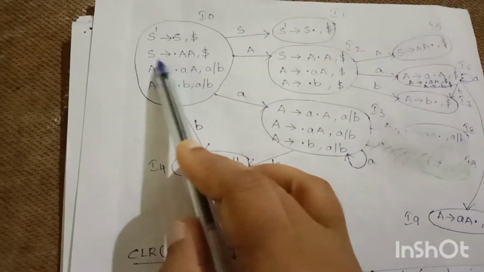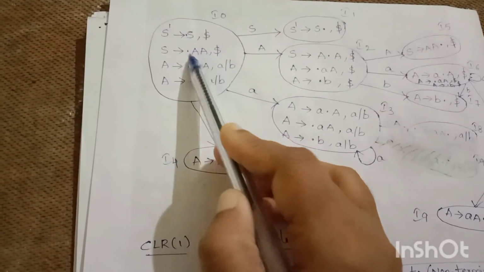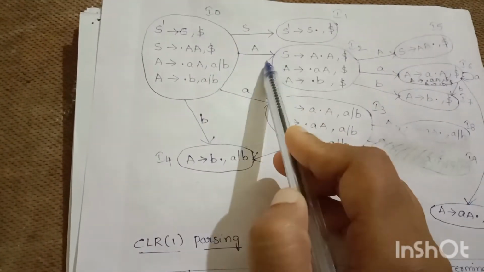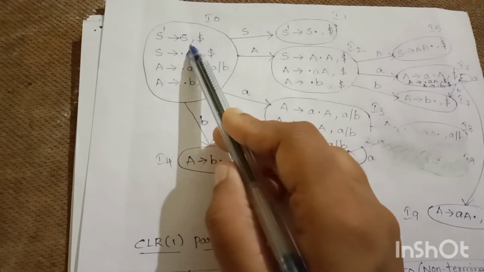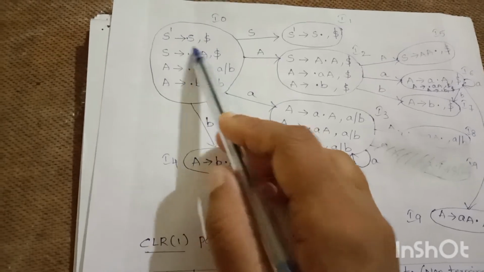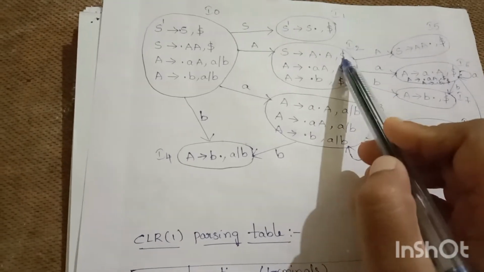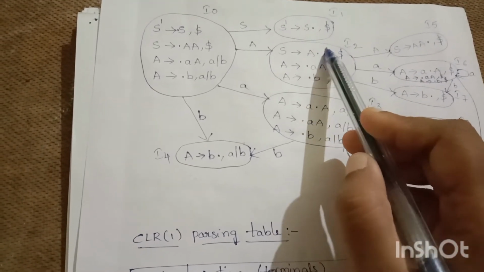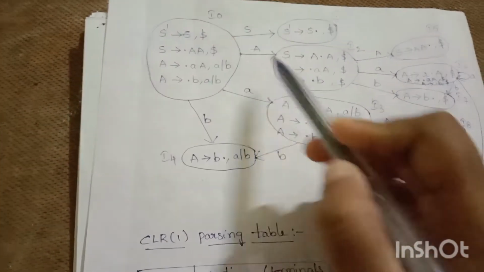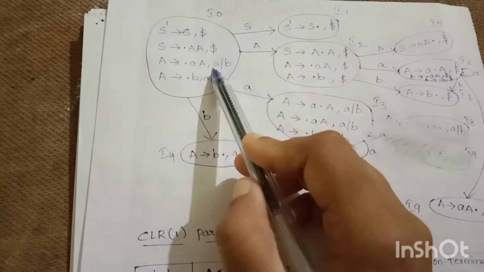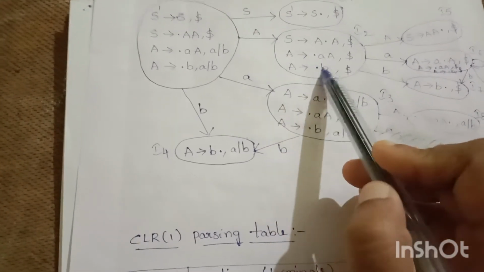And next we have S tends to dot AA. So I naught on symbol A. What does it become? S tends to A, this dot is shifted to the next. We can shift only one symbol at a time. So S tends to A dot A, comma, look ahead symbol dollar. Whenever there is any non-terminal after the dot, we need to write all the productions of that particular non-terminal. So for A, we have these productions. These productions also should be written here. That is A tends to dot aA and A tends to dot b.